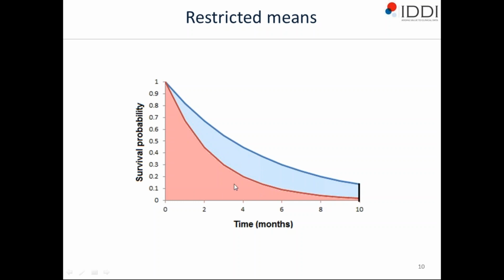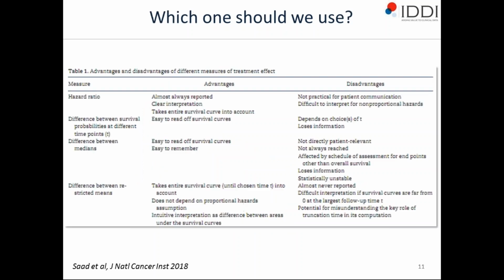And then we have these two areas, each one corresponding to the restricted mean survival experience for the corresponding treatment. And then we could perhaps compare these two means either by their difference or by their ratios. So we have seen some metrics. Which one should we use?